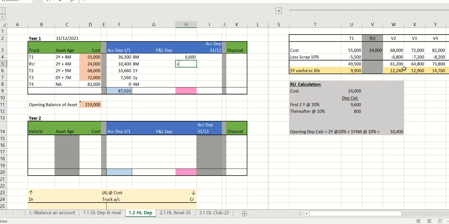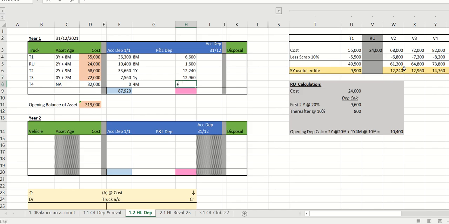For our RU, remember, it's 24,000 multiplied by 10% divided by 12 and multiplied by 8. So different percentage, different way of calculating depreciation for the RU, and then we only have it for 8 months of the year. Truck two, no bother. We had it for the full year, so we're able to just take the 12,240, the annual charge, the cost less the scrap, divide by 5. The same with truck three, nothing exciting happening there, 12,960.